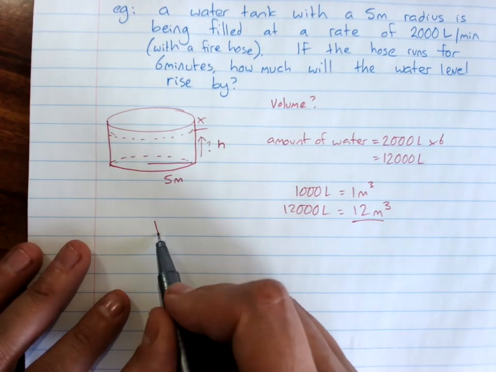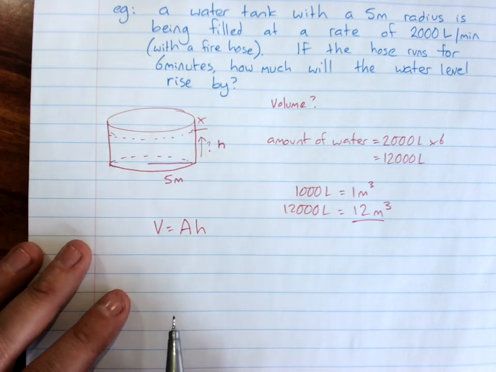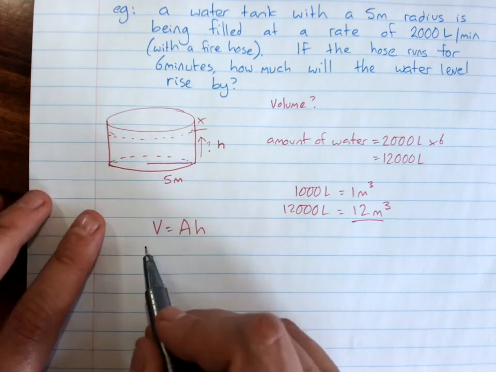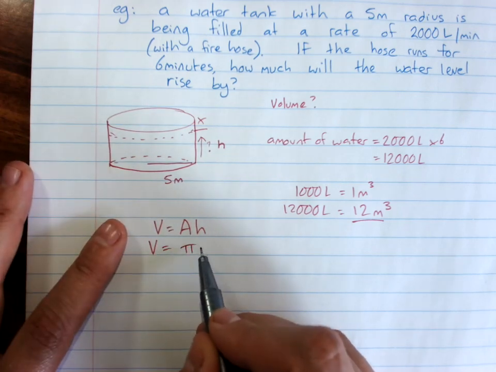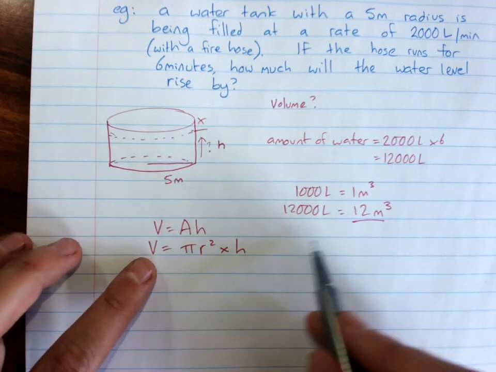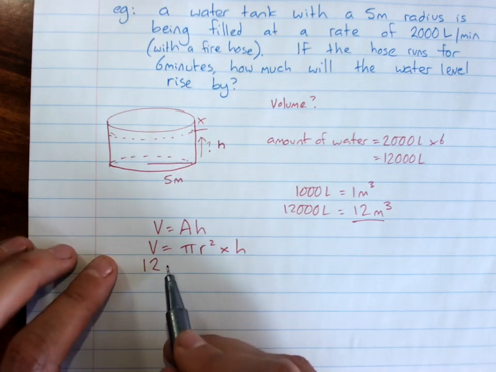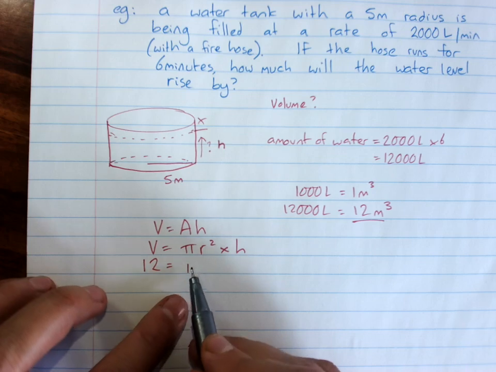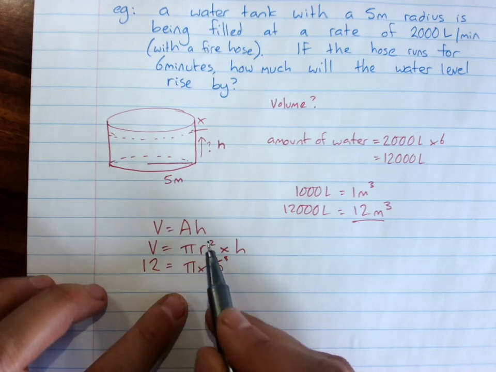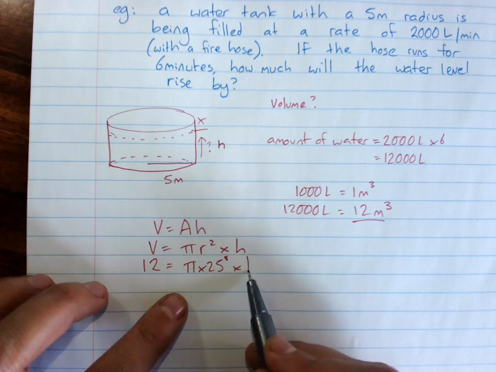Now, we know the volume formula, so we start with it. I know the volume. Oh, let's get the area happening here. Volume is pi r squared times the height of the prism. We know the volume, it's 12. The area is pi times the radius squared. Oops, 25, because that's 5 squared, I just cheated, times the height.